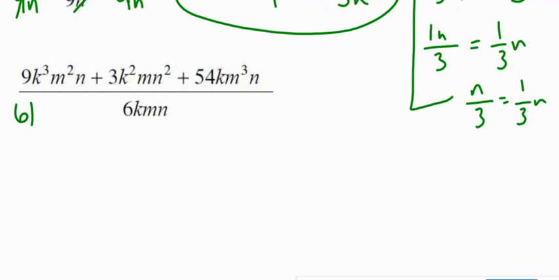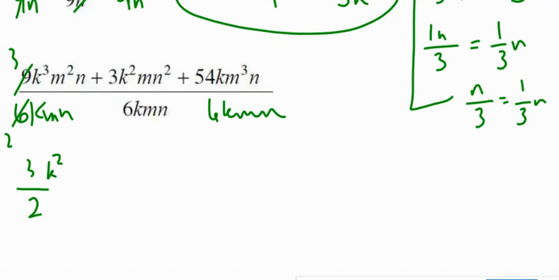Okay, last one, we have 6kmn in the denominator here. And here I have 6kmn also. So 9 divided by 6 can reduce down to 3 over 2. K cubed over k, I have 2 more on top. M squared over m, I have 1 extra m on top, and my n's can cancel. So I apologize for my writing here, but that's 3k squared m, all divided by 2.